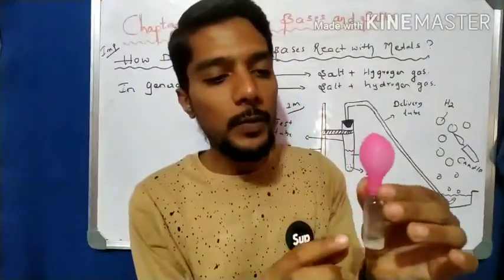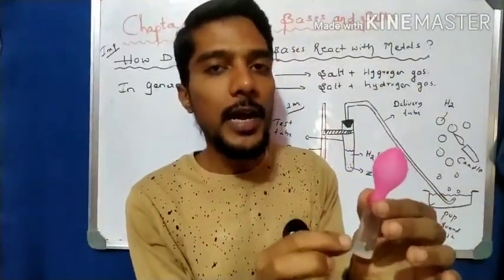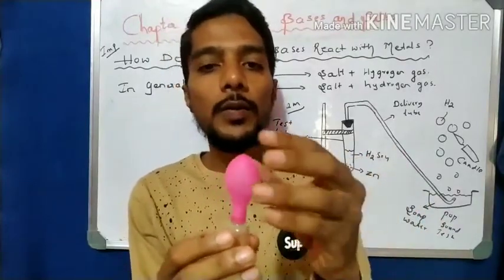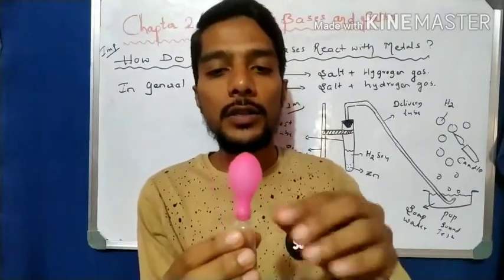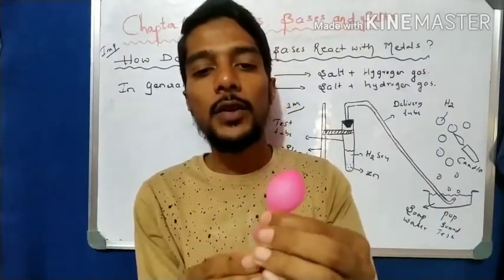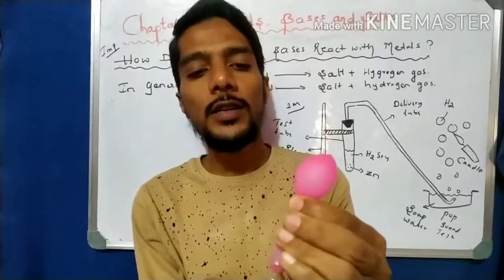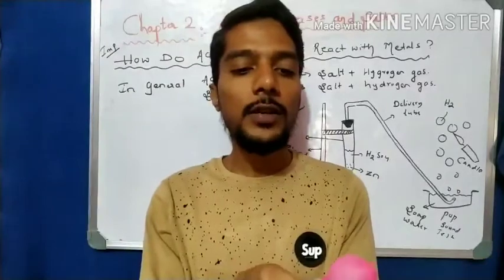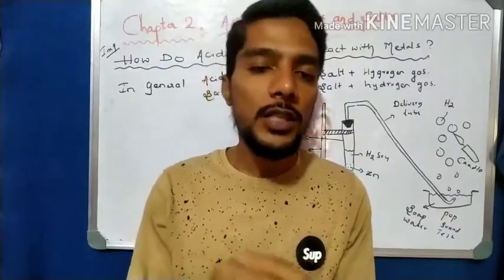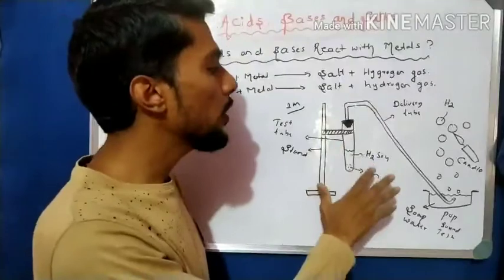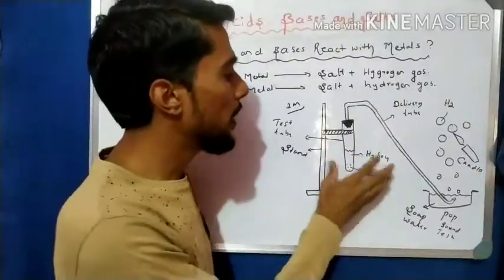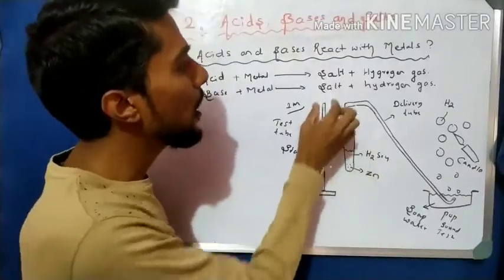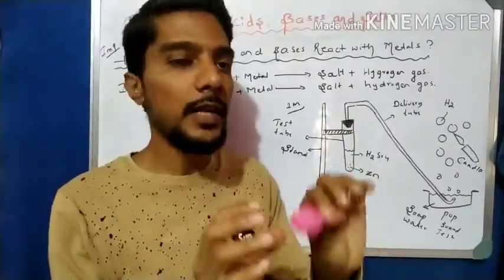Before that, I do the experiment: take sulfuric acid, add granules, then fix a balloon here. Observe that the balloon is blown up, filled with hydrogen gas. Okay, so I remove it. This balloon is filled with hydrogen gas. So this is the experiment that shows how acids react with metals. They react with metals to form salt and hydrogen gas.